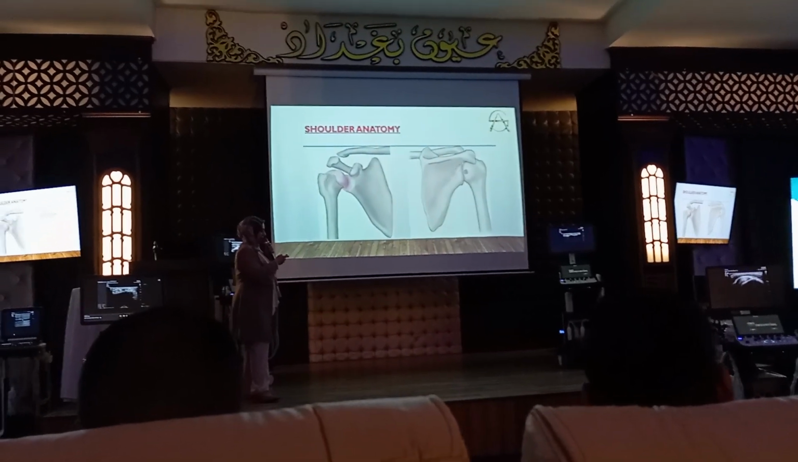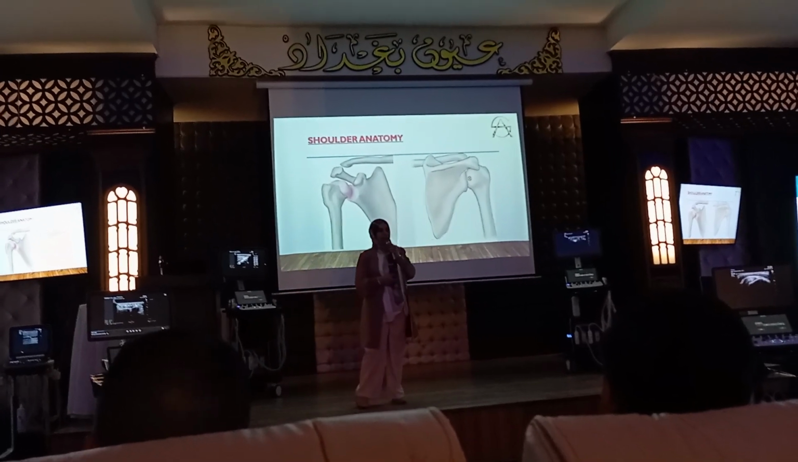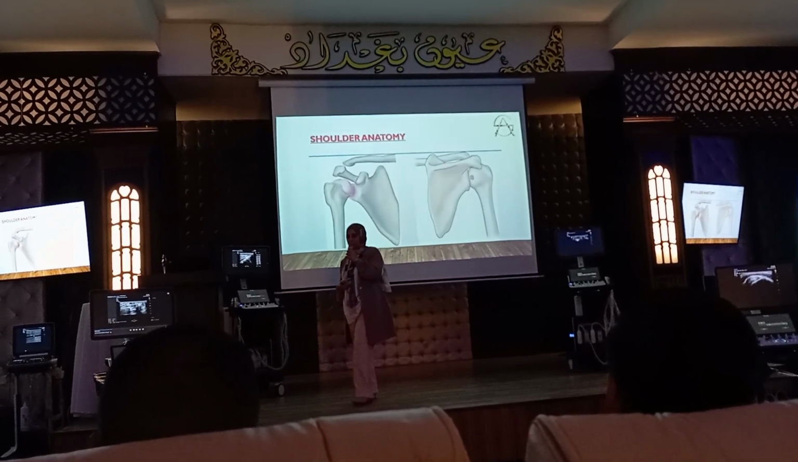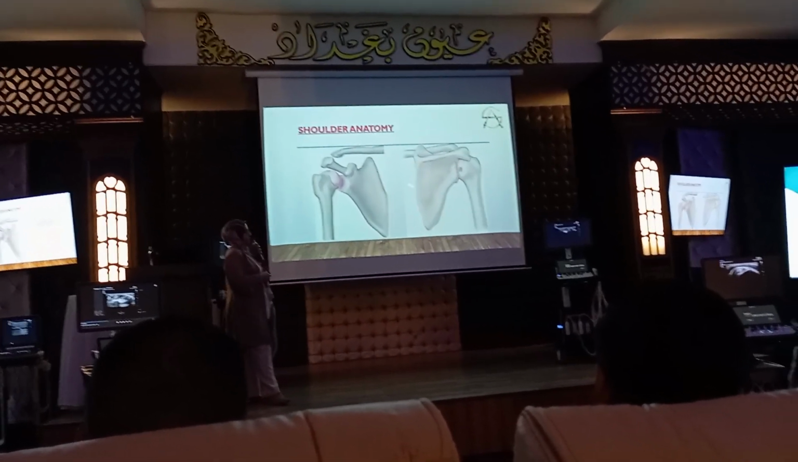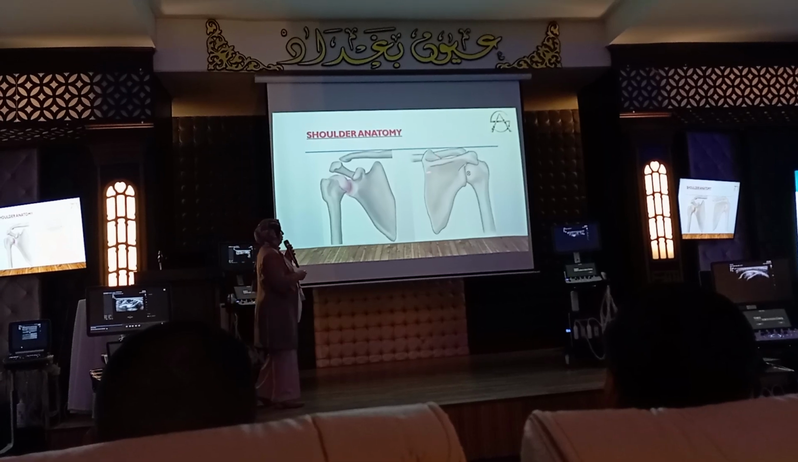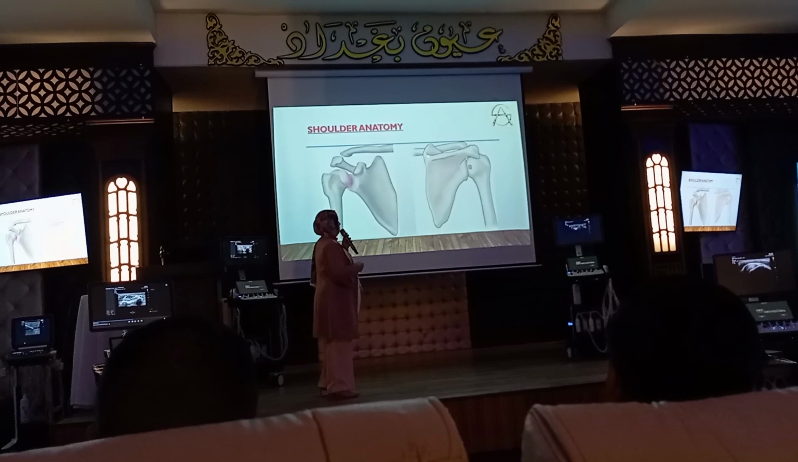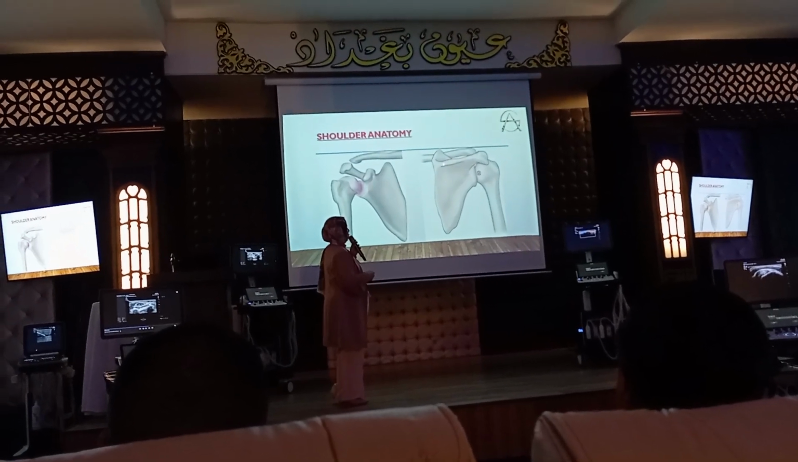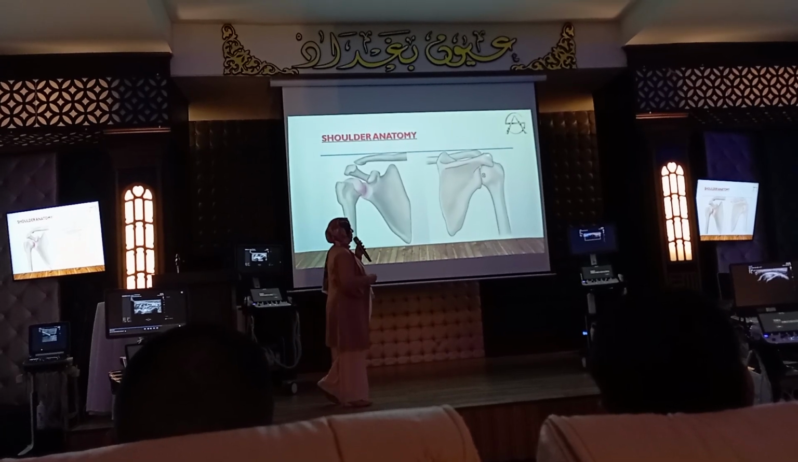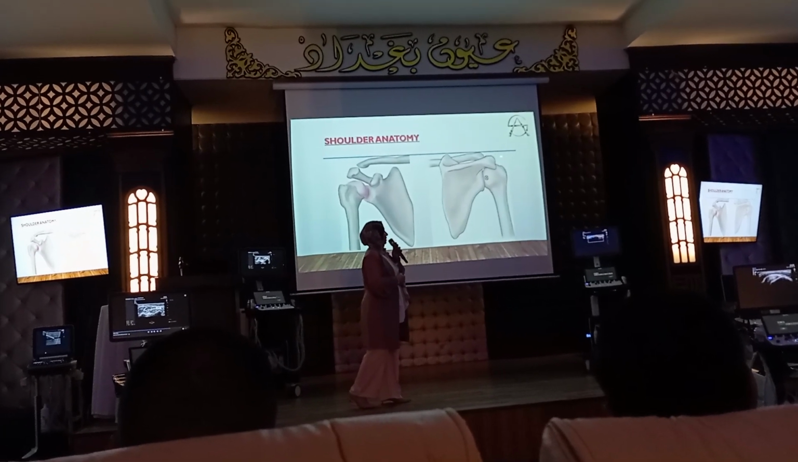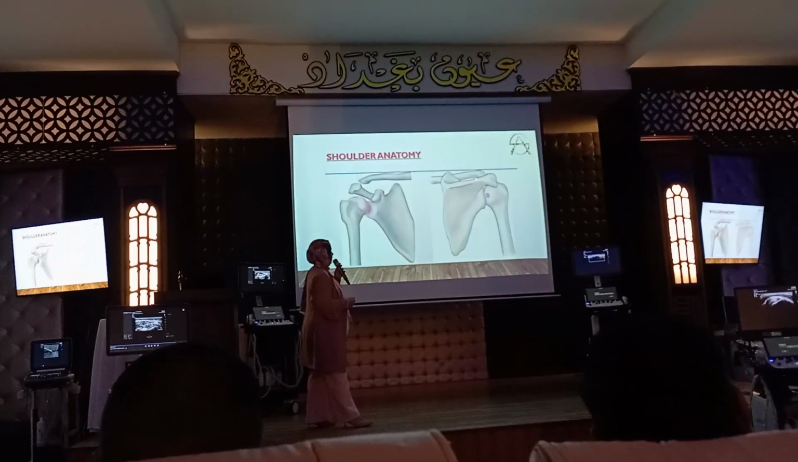Regarding the bones, the shoulder joint consists of scapula, clavicle, and the humerus. The scapula has 2 surfaces. The anterior surface is concave, and the posterior surface contains the spine, which divides the scapula into superior and inferior surfaces, suprascapular and infrascapular. The continuation of this spine is called acromion, which makes a joint with the clavicle called the acromioclavicular joint.